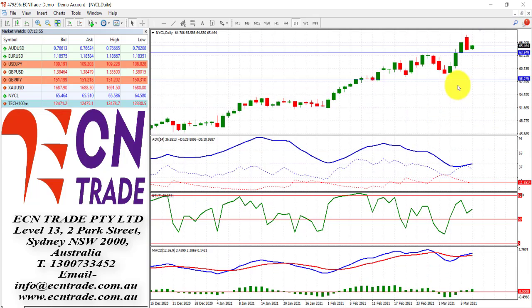And we've got a bit of a rejection from the high 67s in oil overnight. But technically, keep an eye on this level of 63.80. If we see a break beneath there, that could expose a region down towards $58 a barrel.